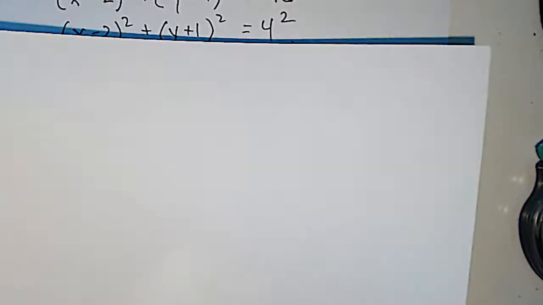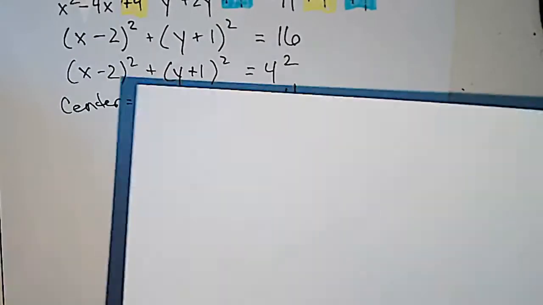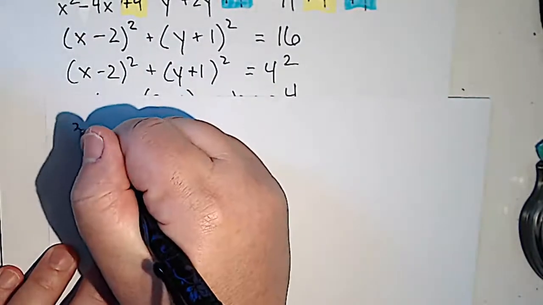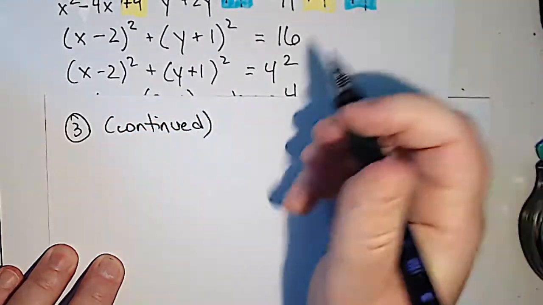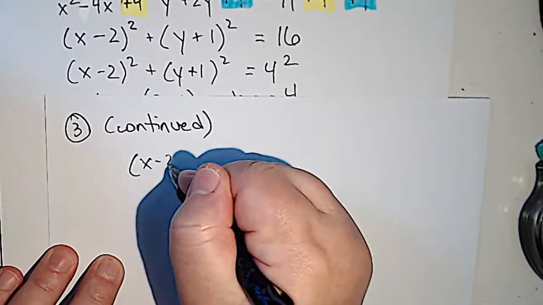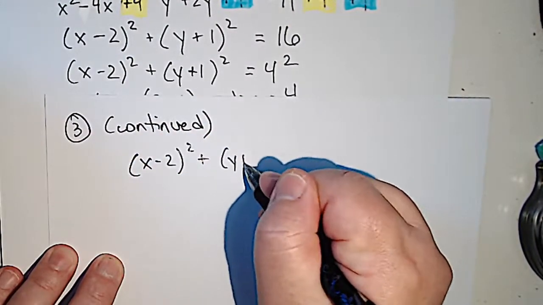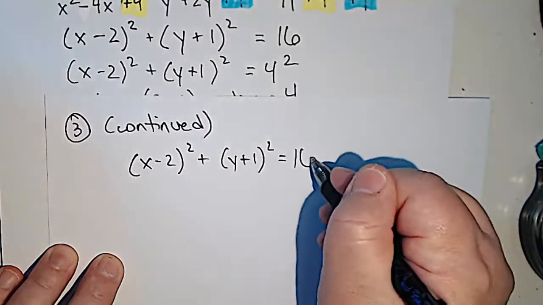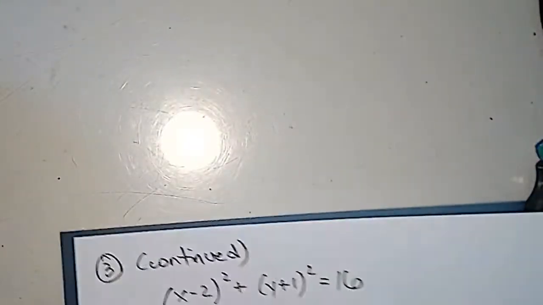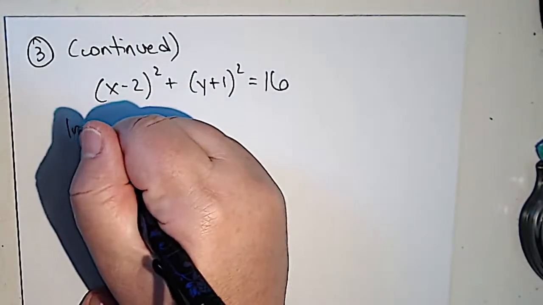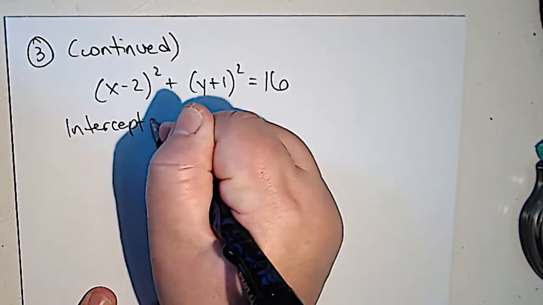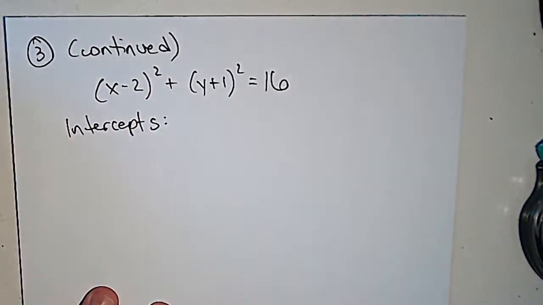But I've got a stack of paper. So let's pull out. So this is number 3, continued. And let's use x minus 2, the quantity squared, plus y plus 1, the quantity squared, equals 16. And let's find the intercepts. Now, of the 2 methods that we used on the previous one, I would prefer the second one. So I'm going to do the second one. You guys can do this however you like.